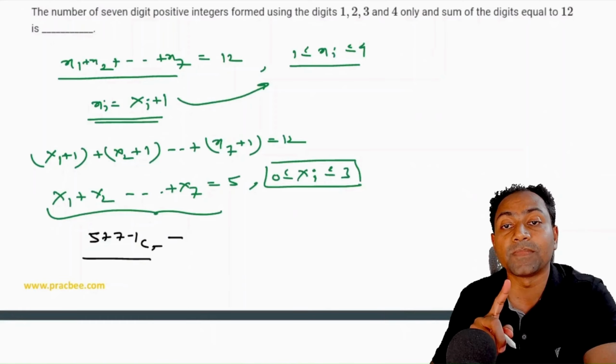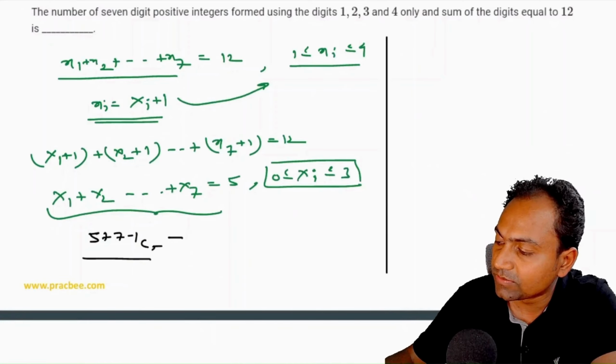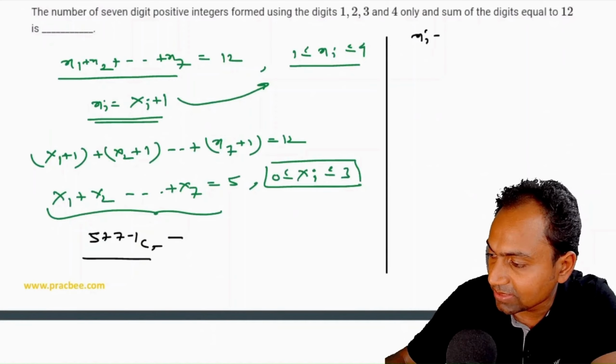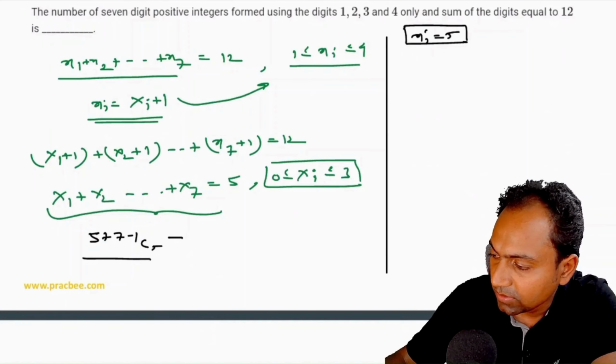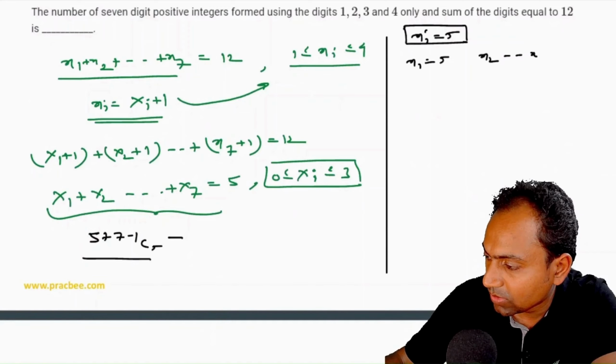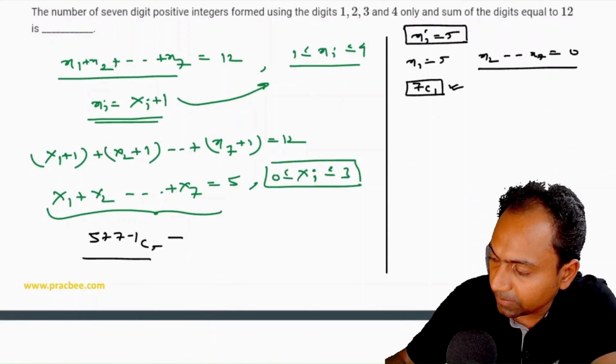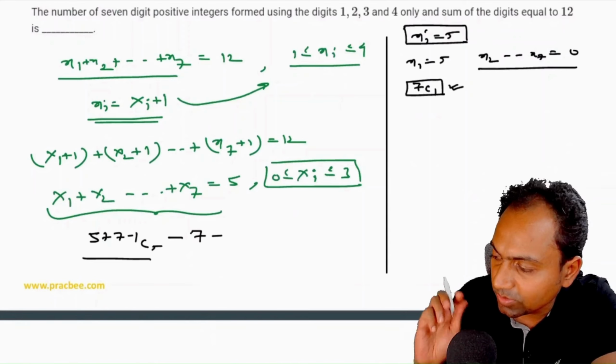One is when one of them becomes 5. So now let us see what those cases are which are not acceptable. If some xi becomes 5, let us say x1 becomes 5, then x2 to x7 will all become 0. Now this first number you can select in 7 ways, so 7C1 are the possible cases. So these 7 cases need to be subtracted.